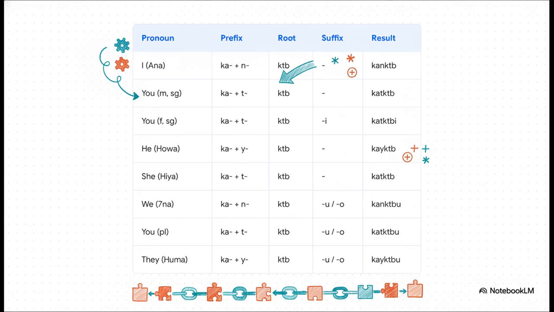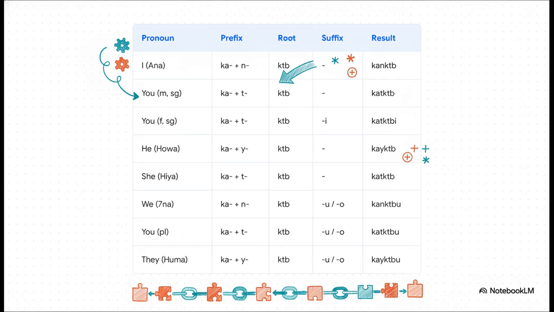So let's start with I, or Ana. We add the prefix ka, and we get Kankteb. Simple. For you masculine, the prefix just changes to kat, which gives us Katkteb. Now, for you feminine, things get a little more interesting. We use that same kat prefix, but then we add an I suffix to the end, so it becomes Katketbi. Are you seeing the pattern here? For he, or huwa, it's kay at the beginning, Kaykteb. And then for the last 3, that's we, you plural, and they all get that oo or o sound tacked on as a suffix at the end.